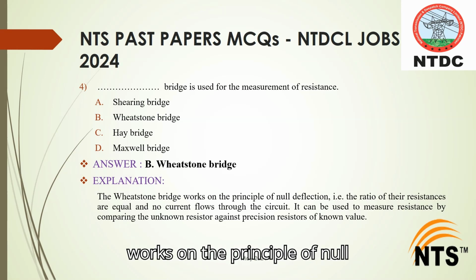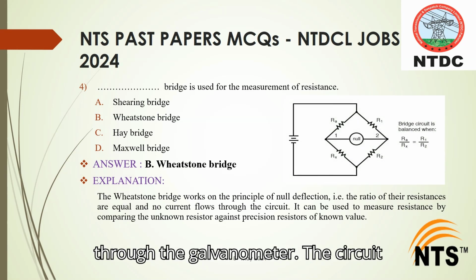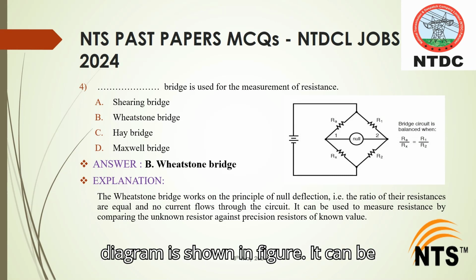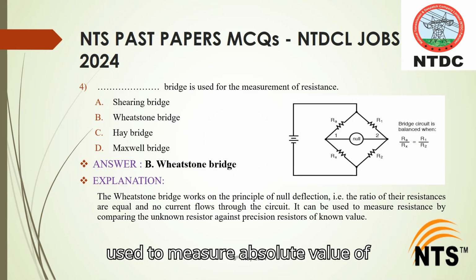The Wheatstone bridge works on the principle of null deflection, i.e. the ratio of their resistances are equal and no current flows through the galvanometer. The circuit diagram is shown in the figure. It can be used to measure the absolute value of resistance.